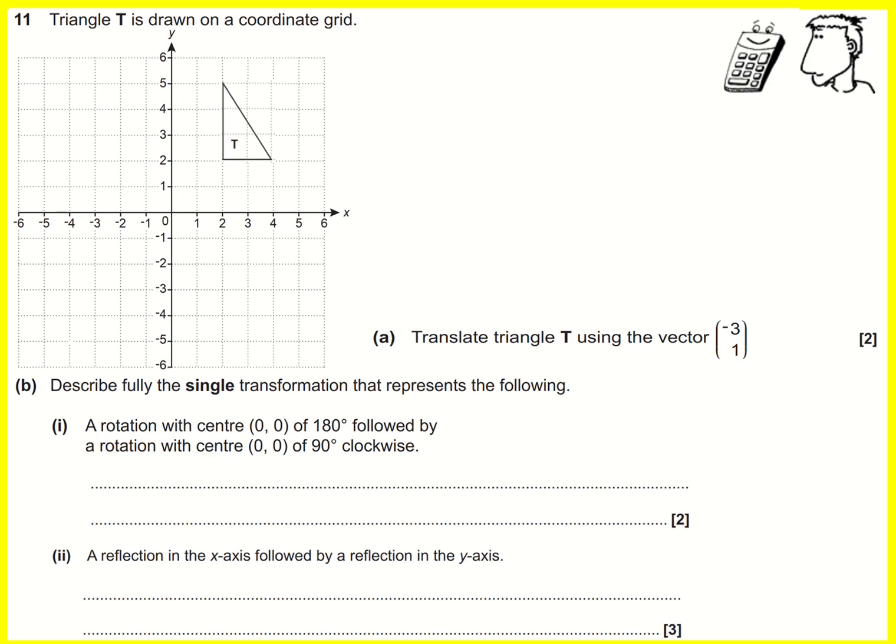We've got a load of transformations to do in this question. Let's start with the first one, translate. Now, to translate means to use a vector, and this vector, in this case, the top number always refers to x, the bottom number to y.